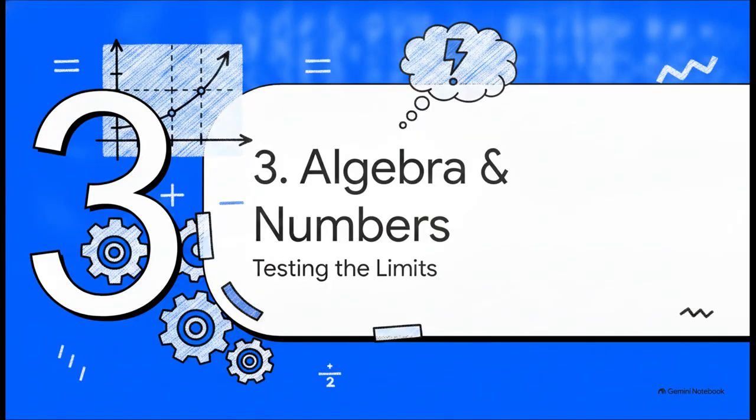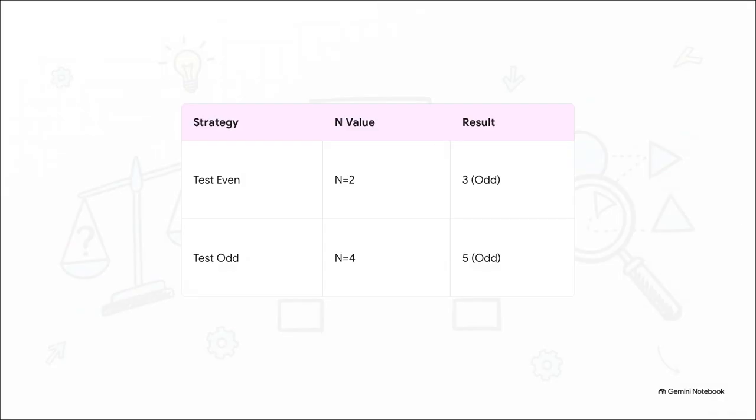Next up, we're shifting gears into algebra and number properties, where we really have to test the limits. Sometimes, you don't even need a formula. You literally just have to test numbers to prove sufficiency. The question here asks, if n is an integer, is n plus 1 odd? The statements tell us n plus 2 is even. Well, let's just test it out, right? Say n is 2. 2 plus 2 is 4, which is even. Perfect. Then 2 plus 1 is 3, an odd result.